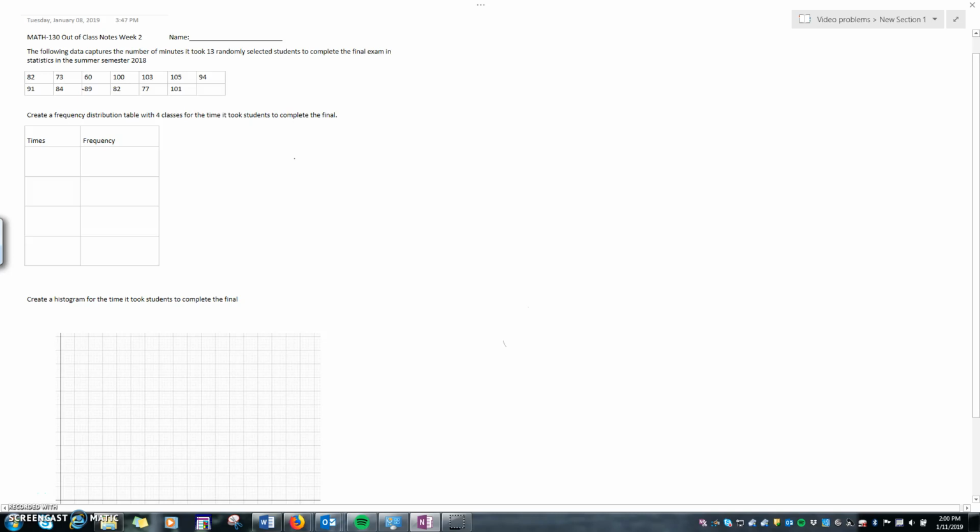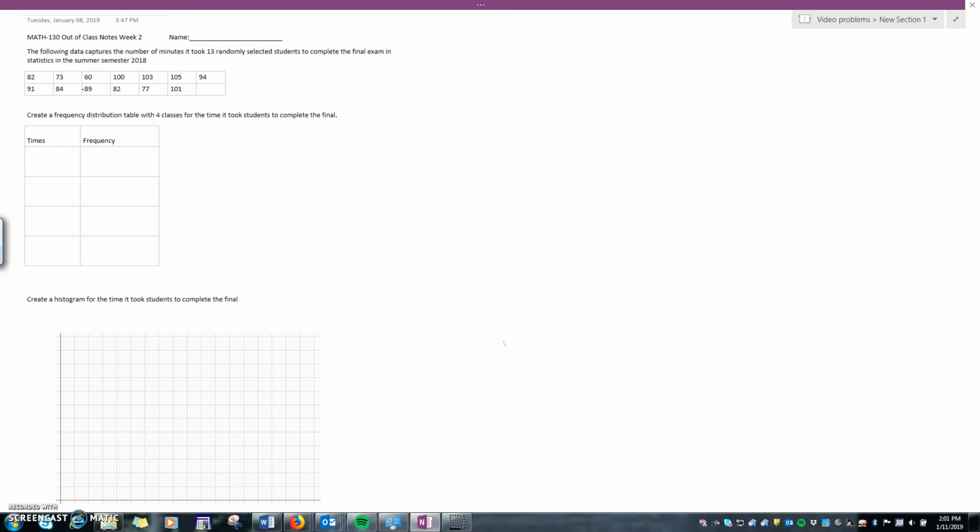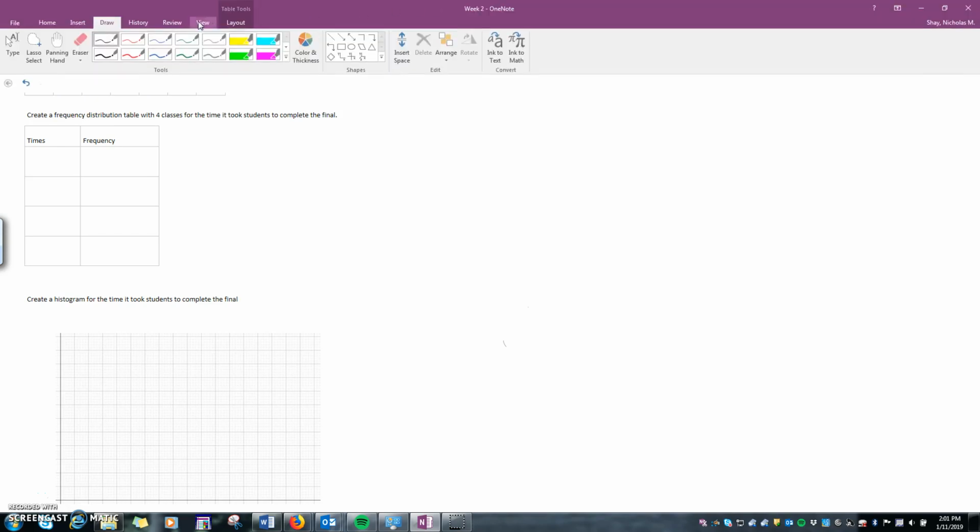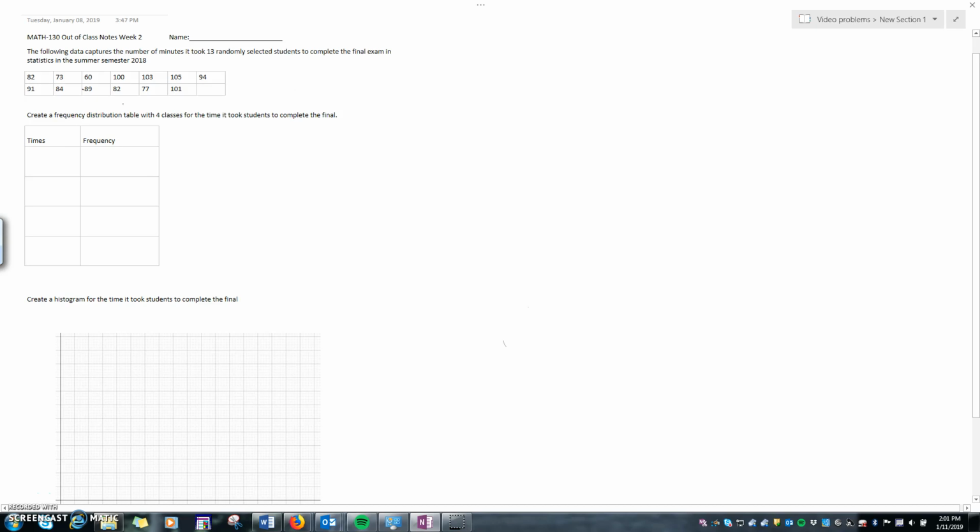Okay, it says the following data captures the number of minutes it took 13 randomly selected students to complete the final exam in statistics, summer 2018. So what we're going to do today is create a frequency distribution table with 4 classes for the time it took some students to complete the final.